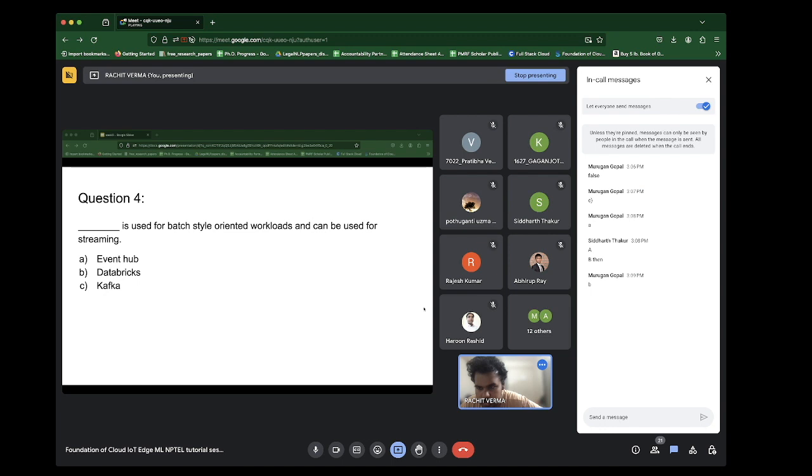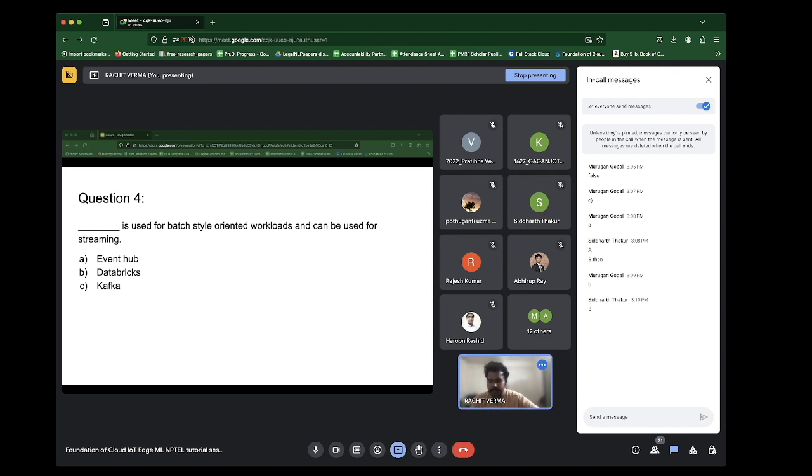So let's go to question 4. Dash is used for batch style oriented workloads and can be used for streaming. Option B, yeah, that is true. So A, Event Hub, B, Databricks, or C, Kafka.